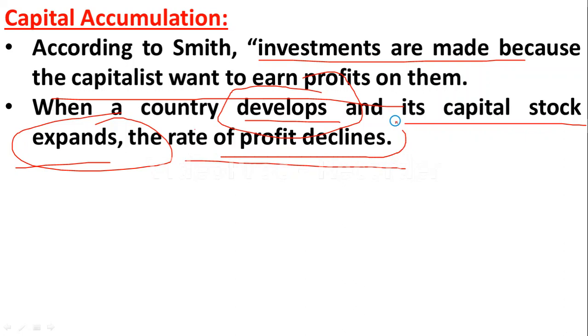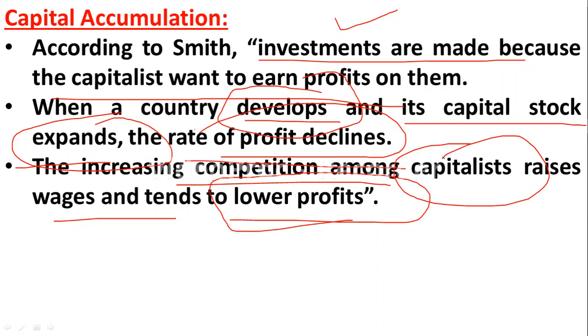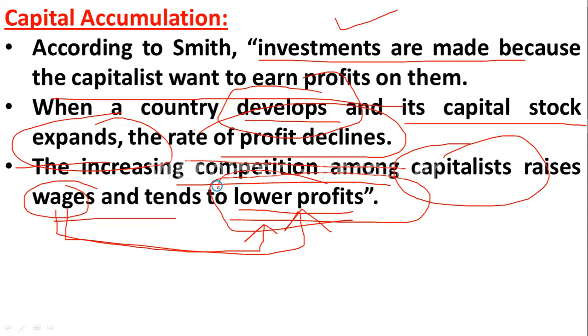The increasing competition among the capitalists raises the wages and tends towards lower profit. Adam Smith believed that investments are made by the capitalist in order to earn a higher level of profit. But when the country develops, what will happen? These capitalists start competing with each other. Because of this competition, wages are going to increase. If wages increase, the profit of the capitalist is going to decrease. When wages increase, they have to pay more salary to the workers, so their profit decreases.